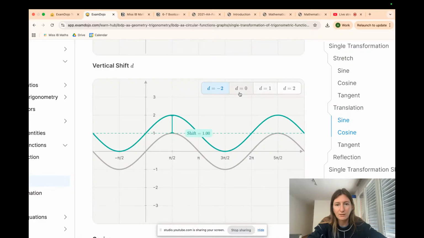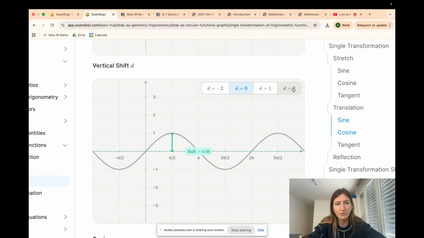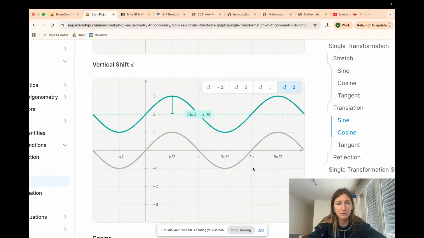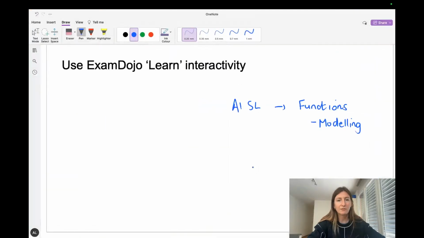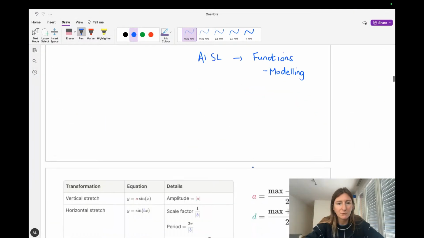Vertical shift as well. This is our normal. Let's say I want to move it 2 units up. It's going all the way up to 3. So this is just something that I recommend you could look at if you were wanting to understand it a bit more and see what's happening there.